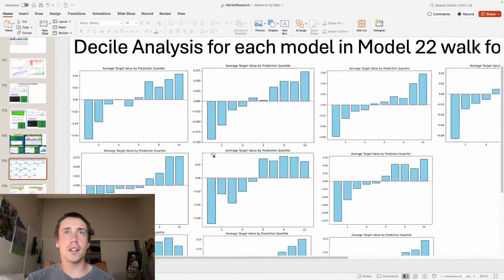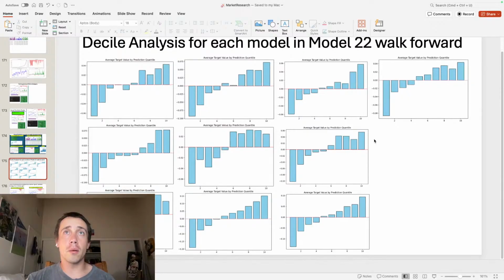This is the decile analysis for each model in that walk forward. And so it's not perfect. You see in early years especially it's struggling a little bit, but the characteristics are good. So the bottom 10% is always the lowest. The top 10% is always the highest, except for here. But generally this is showing this is a really good model.